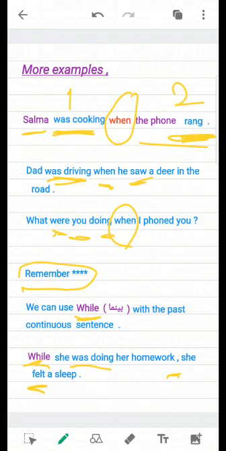So we have while at the beginning of the sentence and don't forget the comma. If you start with the conjunction, you have to write a comma between the two sentences.